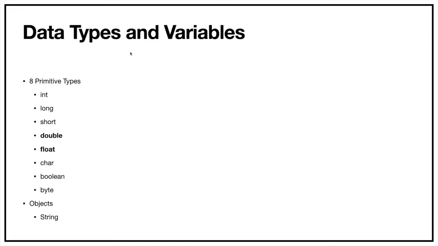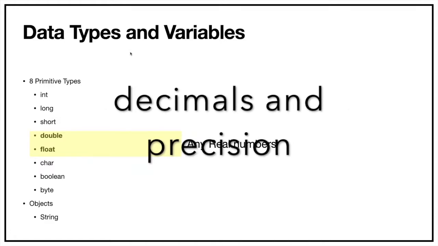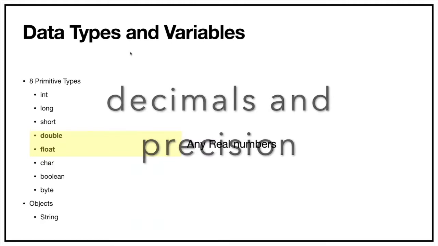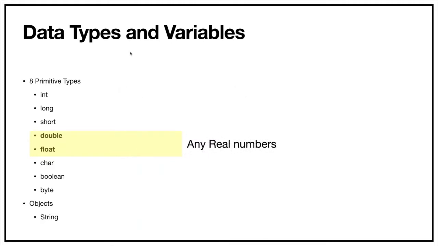Now, for real numbers, we have double and float. This corresponds primarily to any real number. Anything that you deal with decimals, anything that you have with precision, you have to deal with floats and doubles.